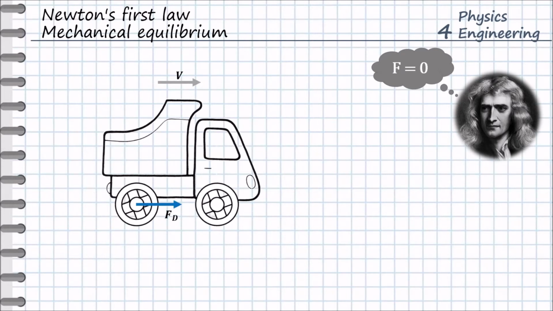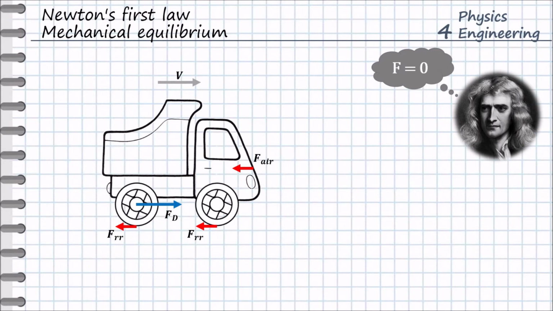We have a driving force from the engine Fd, and before Newton there was an opinion that the constant velocity of an object is the product of the constant force acting on this object. Newton says this is not the case. In our case, we have other forces acting on the vehicle. These are the rolling resistance forces and the air resistance force.